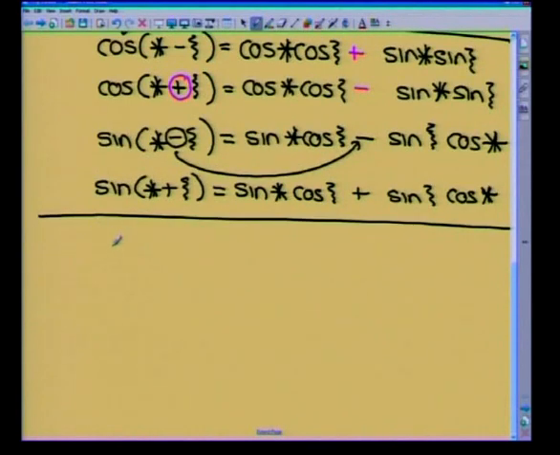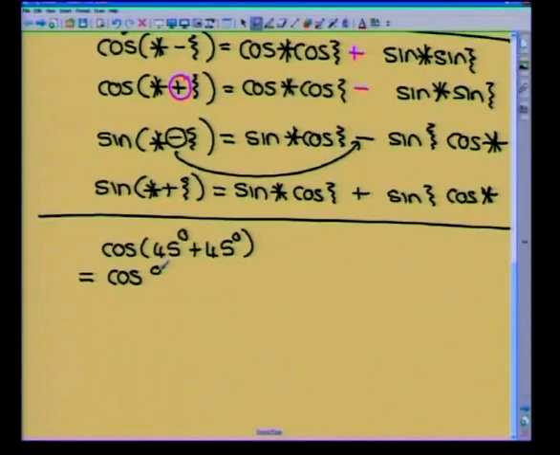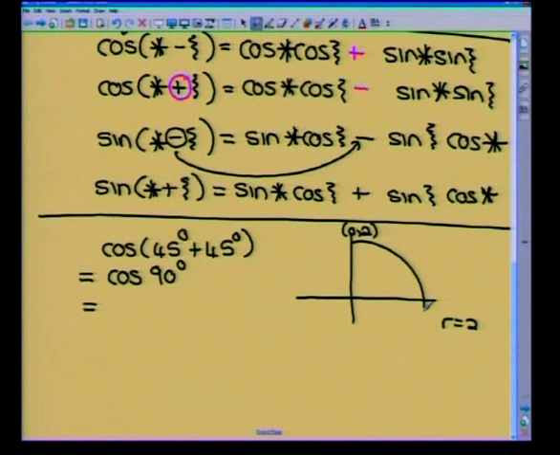Let's take cos 45 degrees plus 45 degrees. Now, using our grade 11 method, we would straight away take this cos 45 plus 45 and say that is the same as the cos of 90 degrees. If we go back to our special angle diagram, we would know that we're dealing up here with coordinate (0, 2). And of course, cos is the x value over the radius, which is 2. So the x value is 0 over 2, which is 0. So we know the answer must be 0.